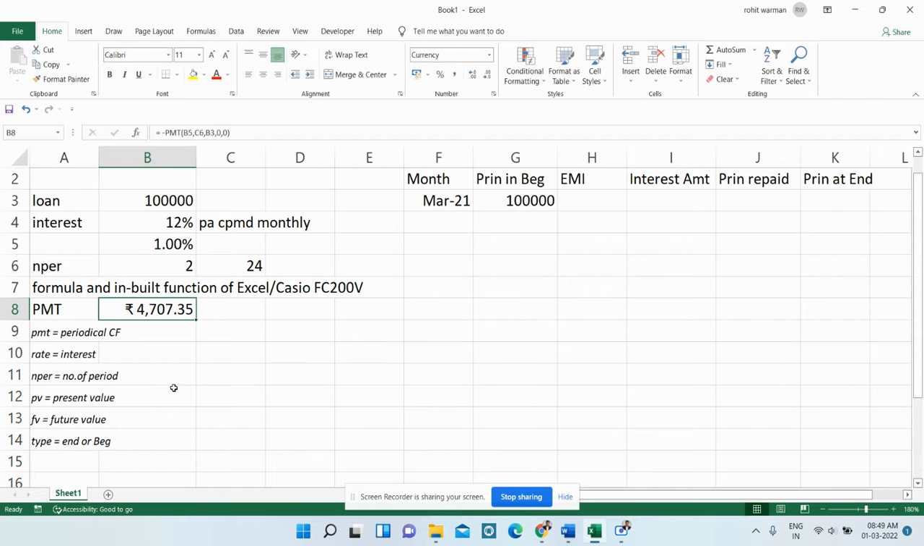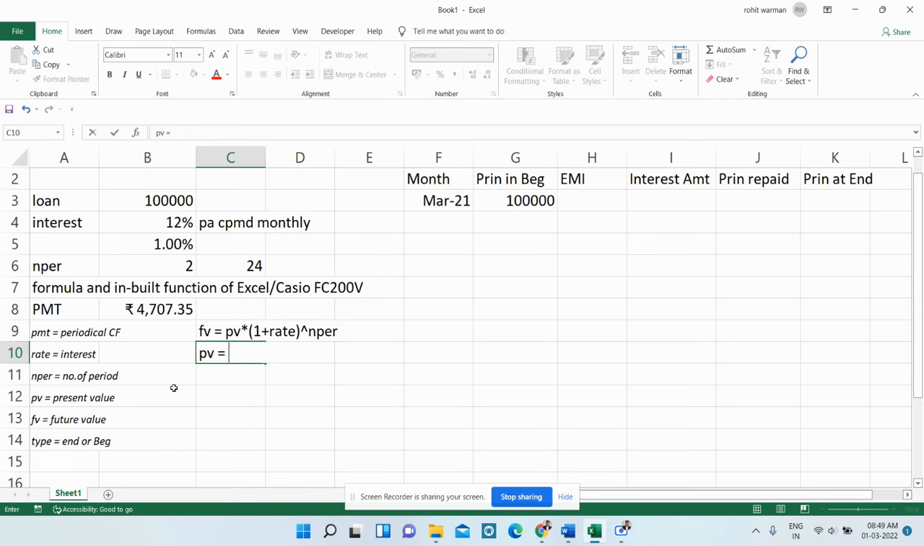The main thing I have seen in candidate feedback is that they are unable to identify or recognize which function to use. So the good way is to go with some basic mathematical formulas. For example, if you have to find the FV, future value, you use PV into 1 plus rate raised to number of periods. I know we can do it using the inbuilt function FV, but these are important. Same way, if you have to find the PV, the above formula can be restructured: FV divided by 1 plus rate raised to nper.